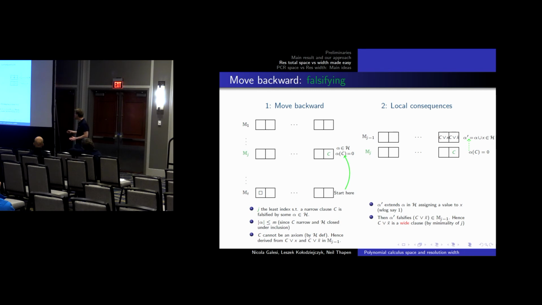And now let's go one step further. Since this C is false, it's not an axiom, because our partial assignments never screwed up axiom clauses. So it's derived by the resolution rule, from C or X and C or not X, say, just to simplify. And then I extend alpha to an alpha prime that falsifies some wide clause. Okay, so now I've shown that there is some M sub j plus 1, where some partial truth value assignment in my family falsifies a wide clause. Okay, let's keep that in memory.